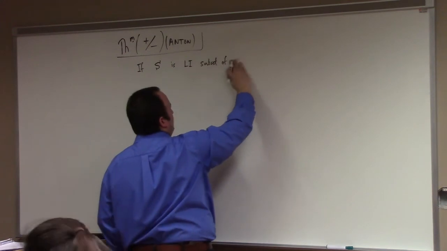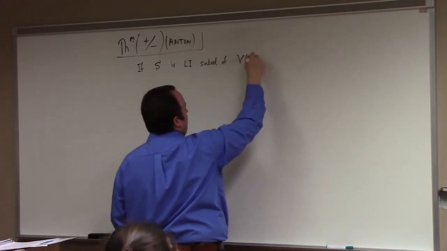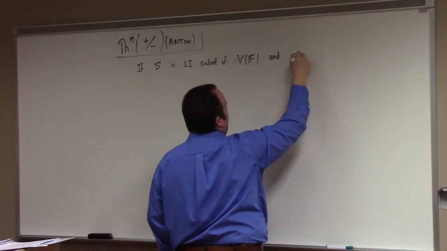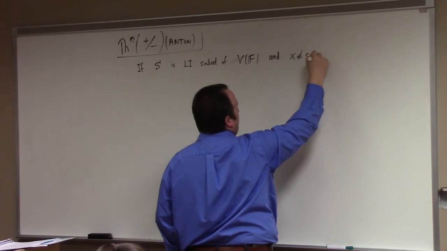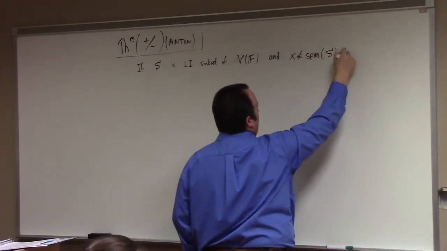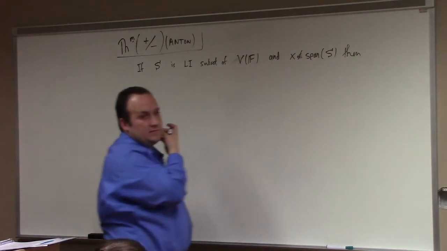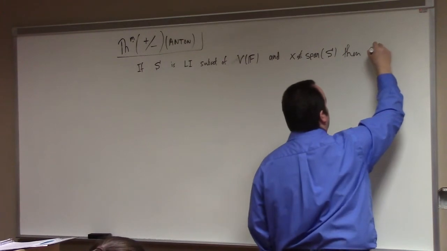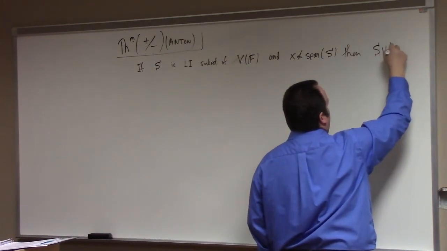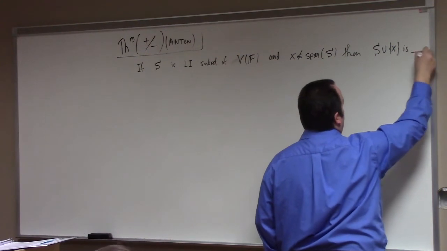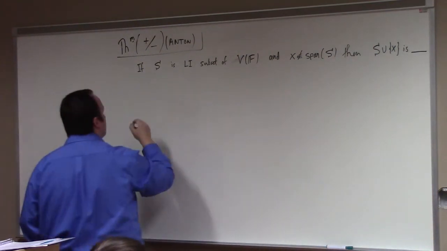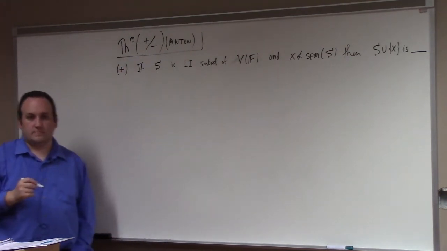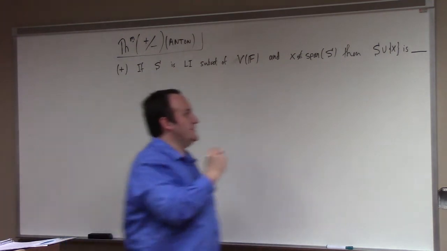of vector space V over field F, and if we pick X, which is not an element of the span of S, all right, then what do we get to say? S union X is what? Fill in the blank. What's that? Linearly independent, right.